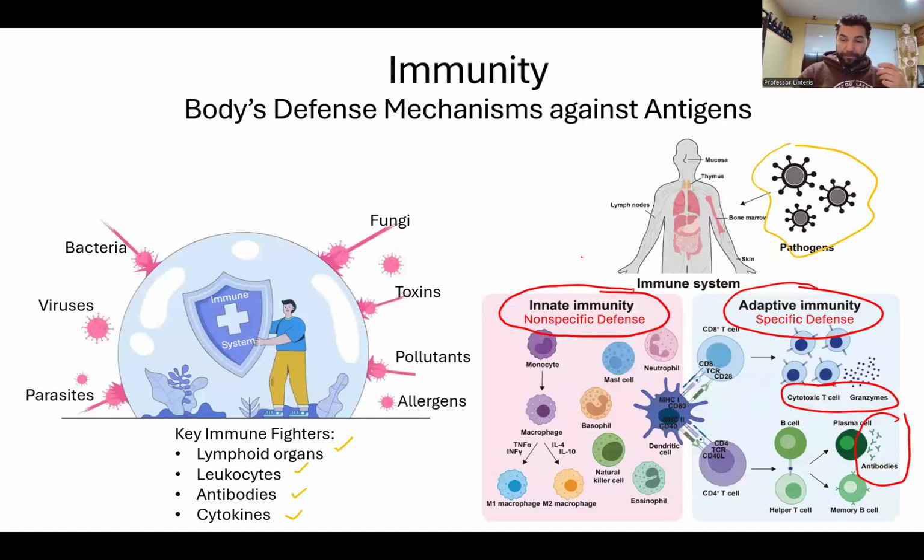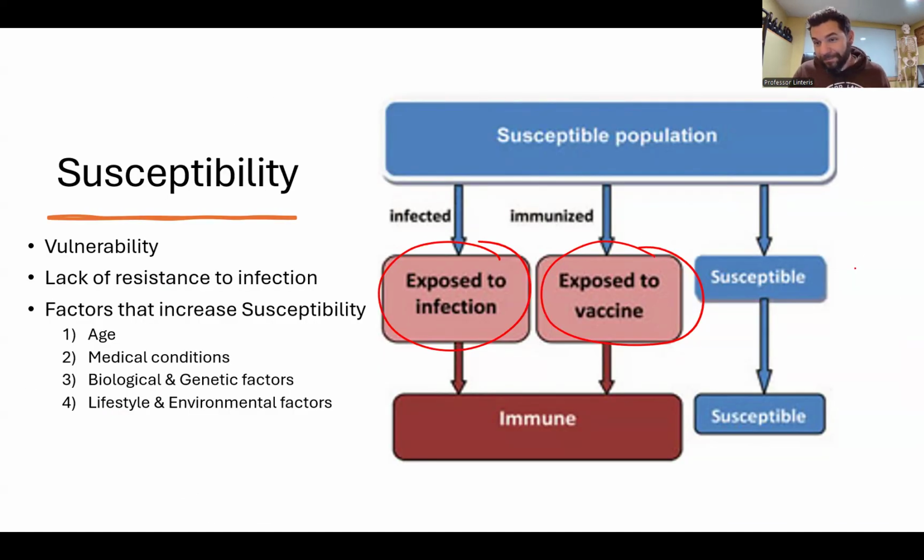Your adaptive immune system has seen that, recognized it, killed it, and it keeps some memory cells around. So next time it sees it, it kills it super fast. That's what we call immunity, right? If you've never seen it, you are susceptible, hence part of that susceptible population.